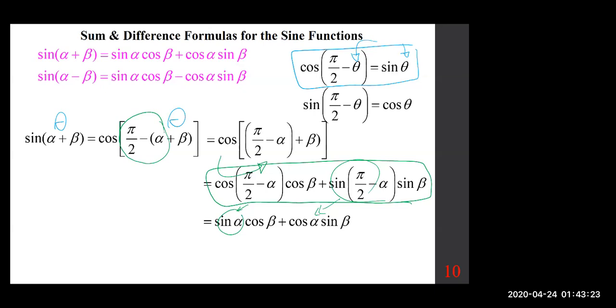So cosine, let me just write it here. Cosine of alpha plus beta equals cosine alpha cosine beta minus sine alpha sine beta.